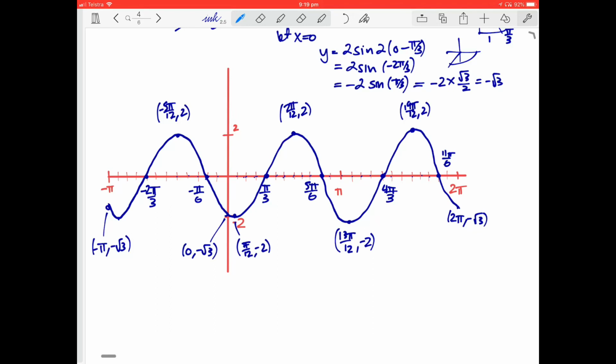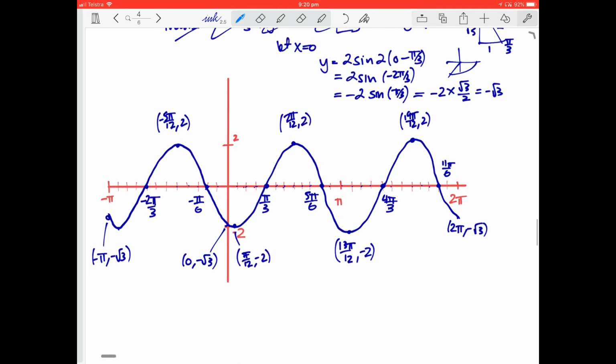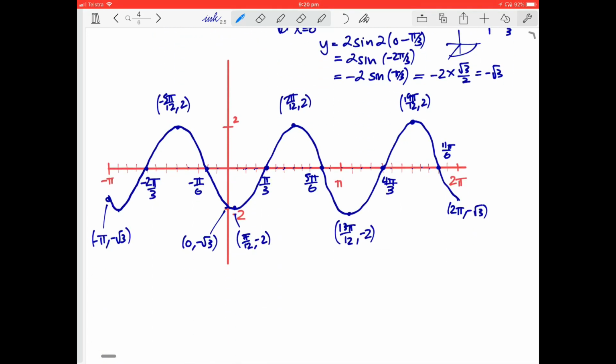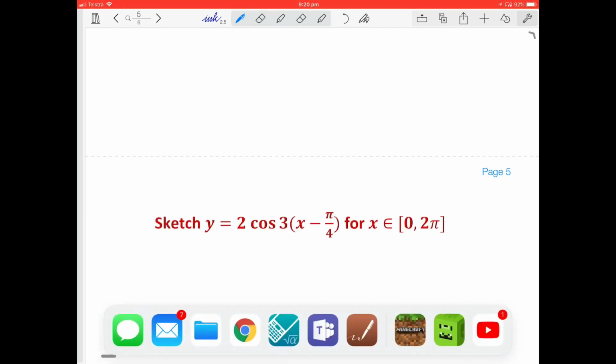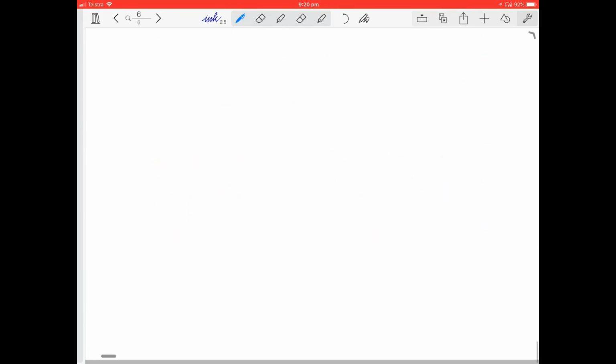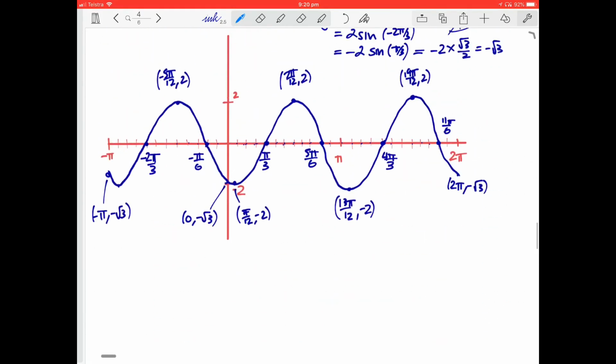And there is a complete translated sine graph using the chunk method with all of our x-intercepts, our turning points, and our endpoints without too much fuss. It's kind of nice. Can't remember how many examples I did. Okay, so we're nearly there.